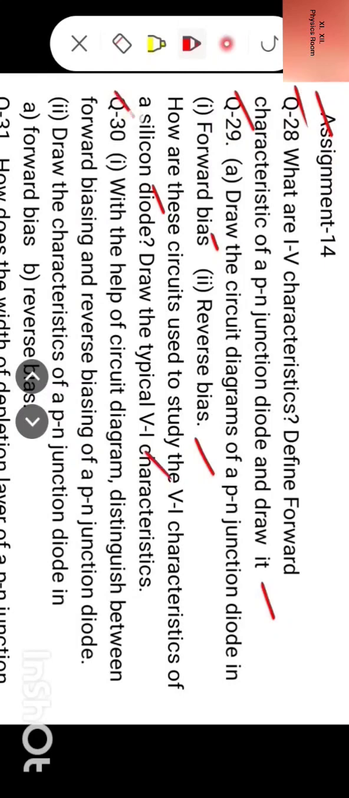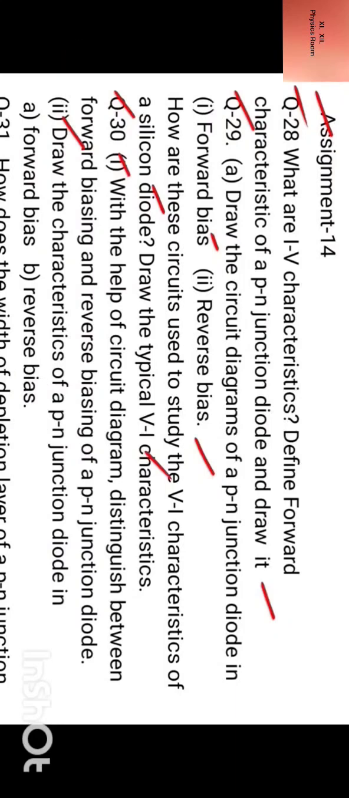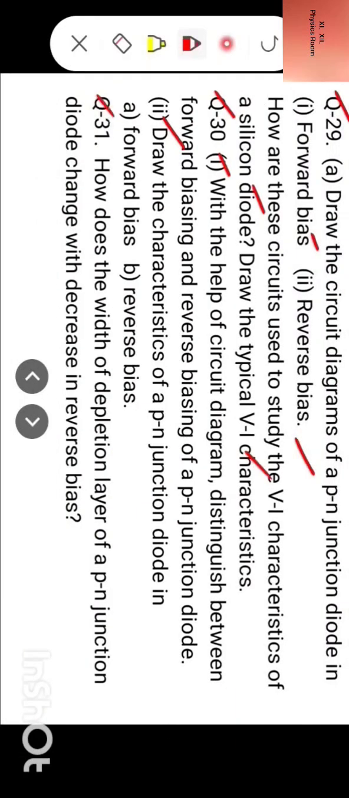Question number 30, part 1. With the help of circuit diagram, distinguish between forward biasing and reverse biasing of a PN junction diode. Second, draw the characteristic of a PN junction diode in forward bias and reverse bias conditions. Question number 31. How does the width of depletion layer of a PN junction diode change with decrease in reverse bias?